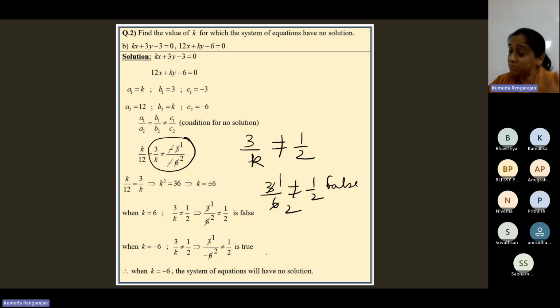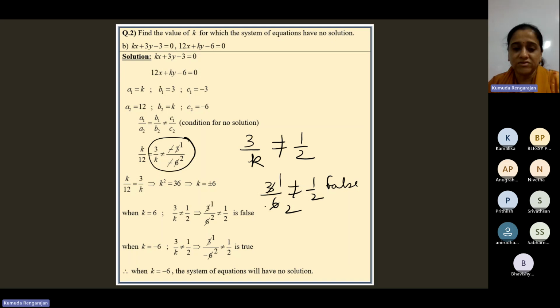If k is 6, then B1 by B2 is equal to C1 by C2. If you take k as 6, what happens? You get 1 by 2 and 1 by 2. But it should be not equal to. B1 by B2 should not be equal to C1 by C2. But when k is 6, B1 by B2 is equal to C1 by C2. So k should not be 6. According to the condition, B1 by B2 should not be equal to C1 by C2, right? Now, when k is 6, what is B1 by B2? 1 by 2. What's C1 by C2? 1 by 2. No, then k should not be 6.